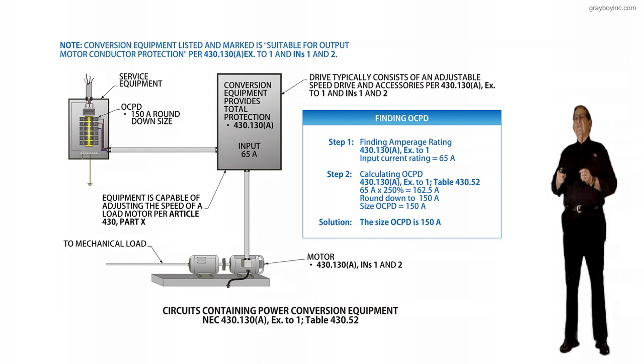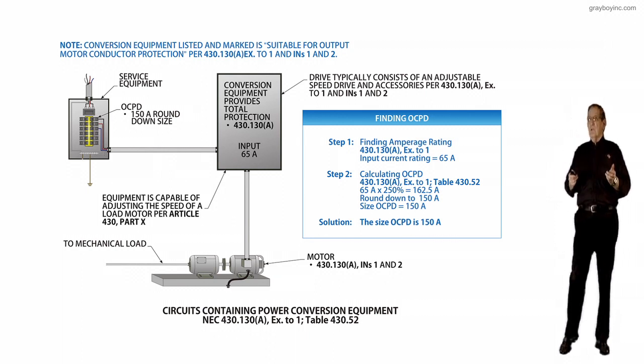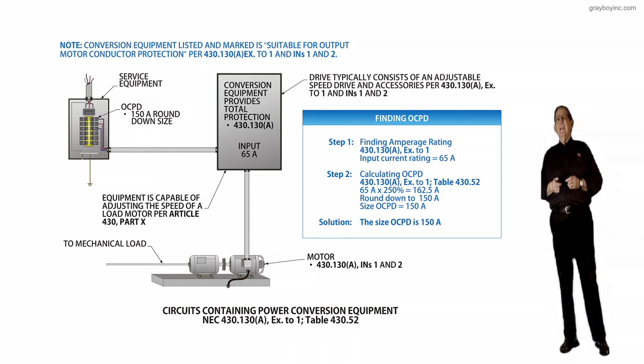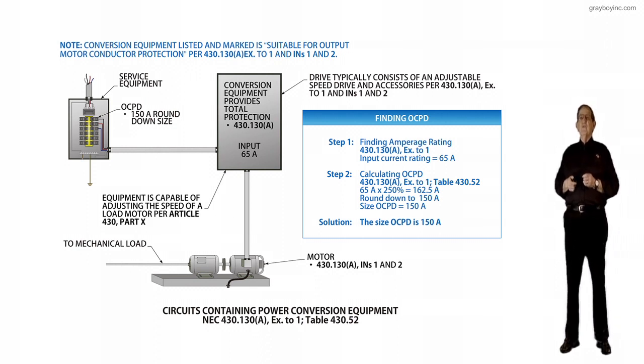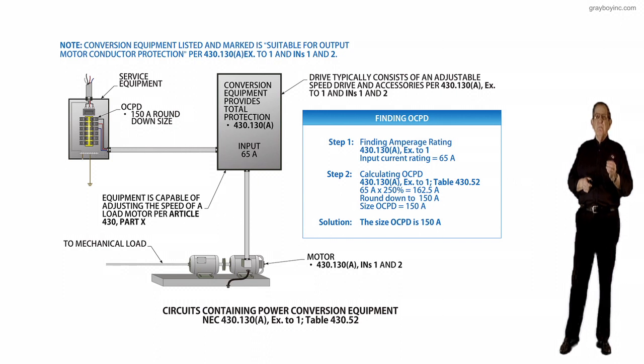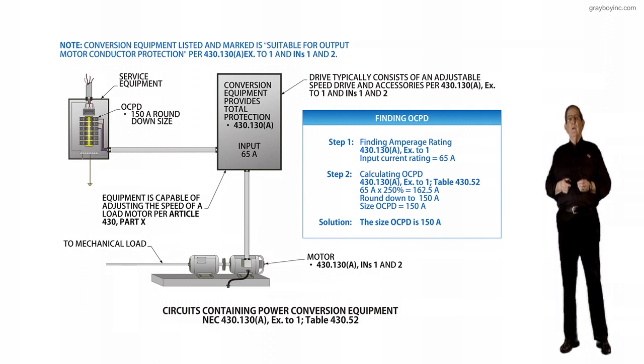Drive typically consists of an adjustable speed drive and accessories per 130 or per 430.130A, exception to 1, and informational notes in 1 and 2. So we're reviewing this section to understand what's required. Now, second, look at the arrow at the bottom of the drive and notice that equipment is capable of adjusting the speed of a load motor per Article 430, Part 10.